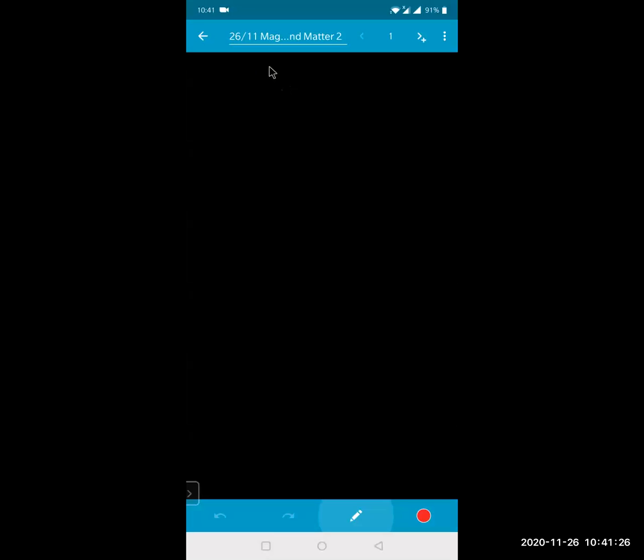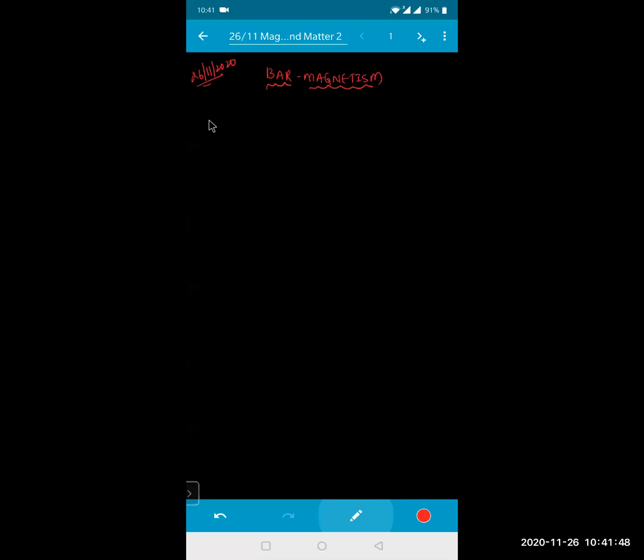Yesterday we have just started with bar magnetism. Bar magnetism. So this is 26/11/2020.